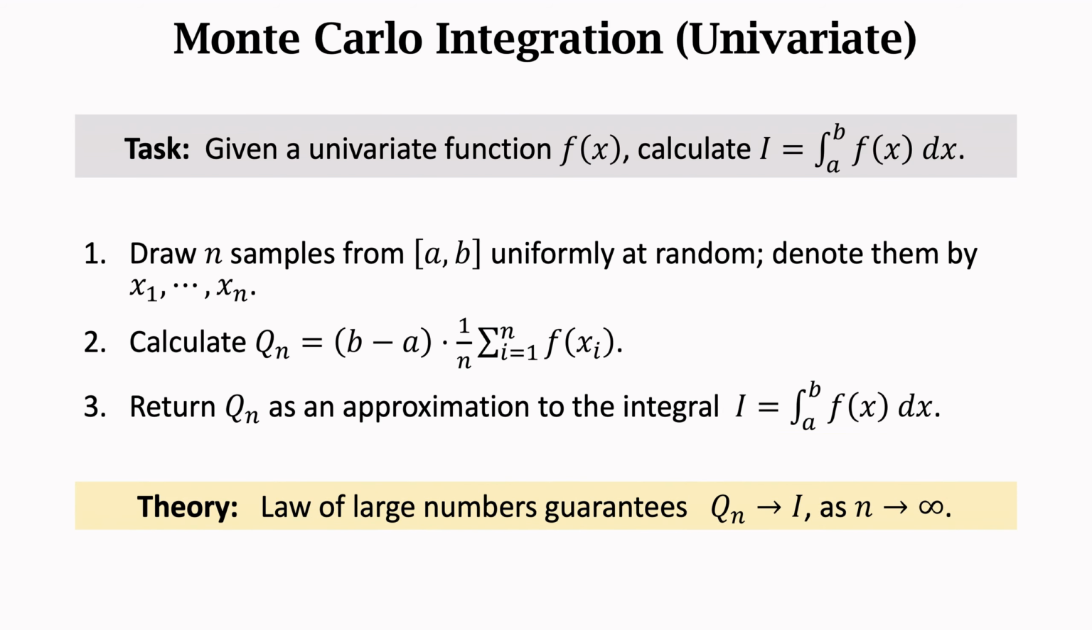The correctness of Monte Carlo integration is guaranteed by the law of large numbers. As the number of samples n grows to infinity, the estimate Q sub n is equal to the actual integral I. We can further use concentration inequalities to find the convergence rate. We can show that the difference between Q sub n and I is inversely proportional to the square root of n.